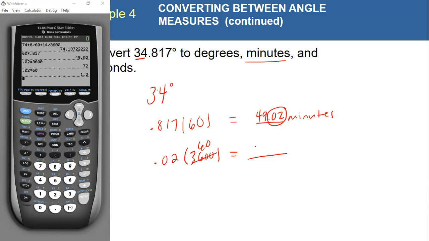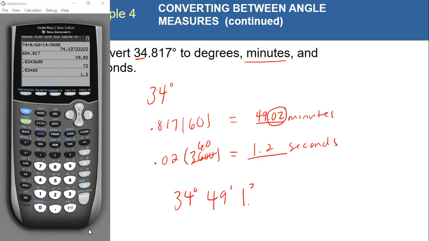And now we're at 1.2 seconds. But if we're finding seconds, why don't we use 3,000? Because it's not from the degree, we're finding it from the minutes. And one minute equals 60 seconds. So my final answer is 34 degrees, 49 minutes, and 1.